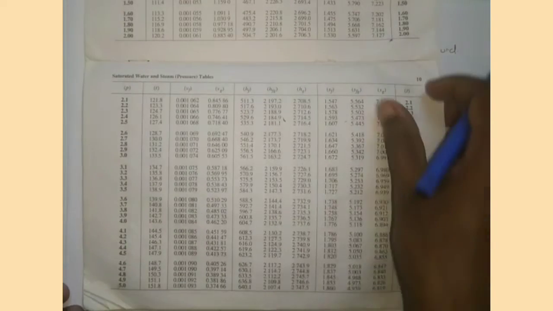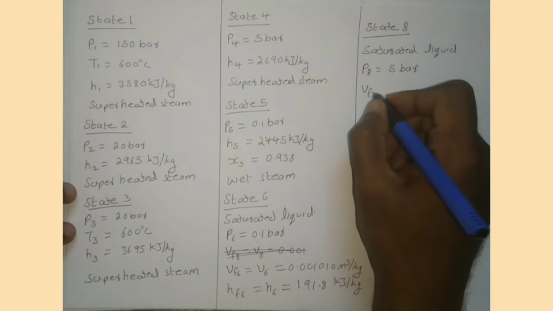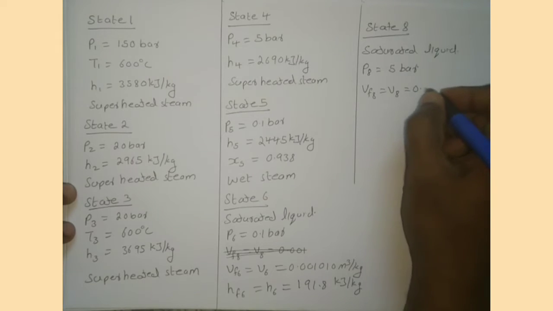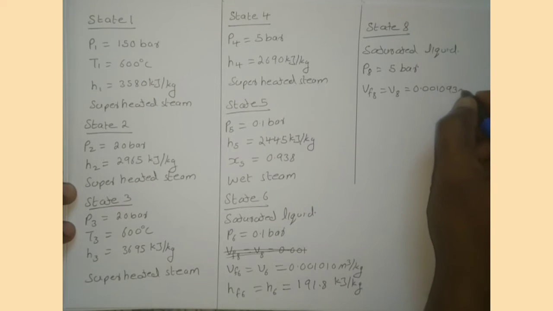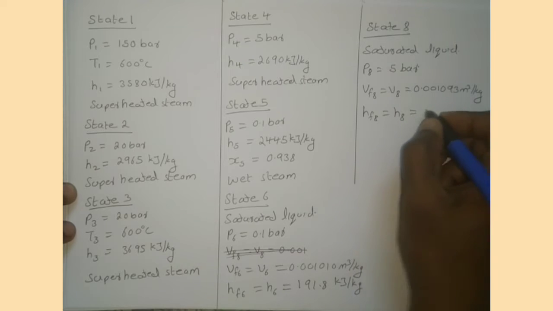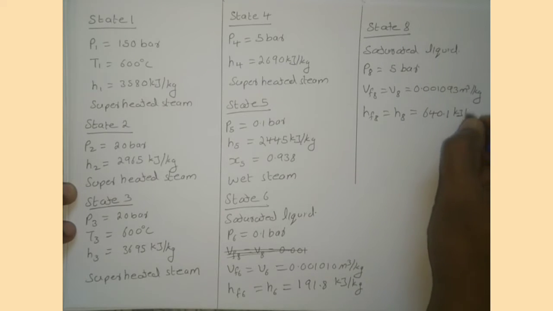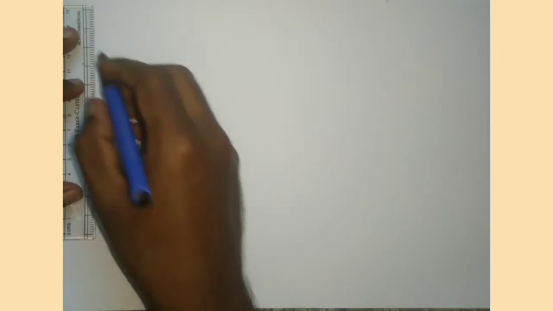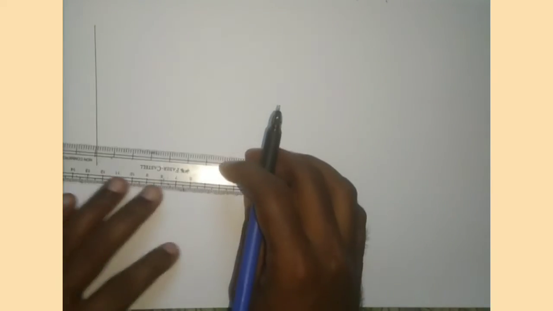That is Vf8 equals V8 equals 0.001093 meter cube per kilogram and Hf8 equals H8 equals 640.1 kilojoule per kilogram. Okay, now we can draw the TS diagram.